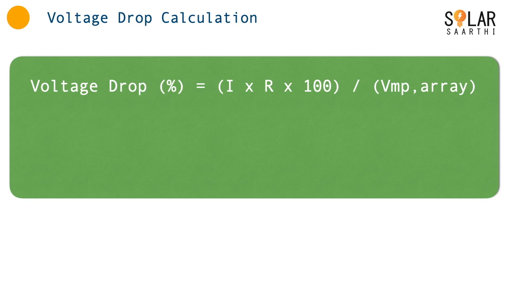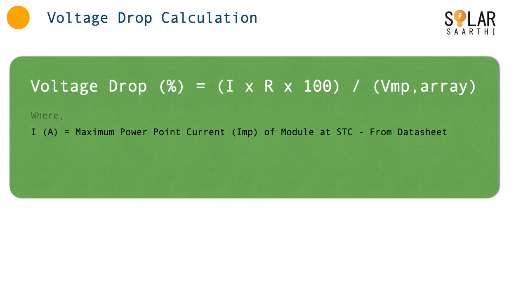But while calculating the voltage drop, we have to consider the IMP of the module, that is the maximum power point current. So all these values you can get from the data sheet of the solar PV modules.